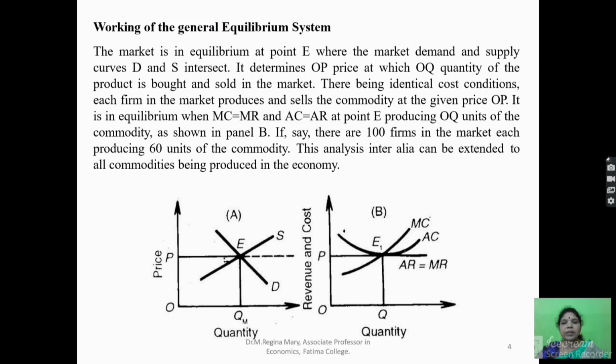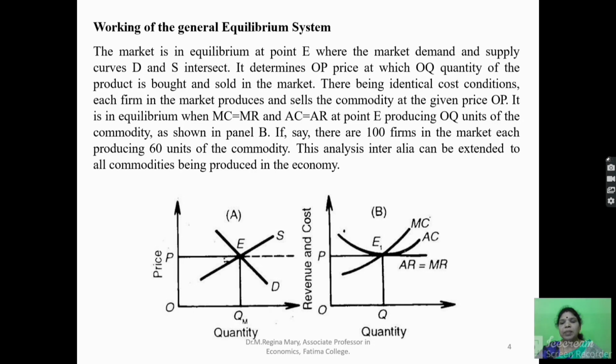This diagram explains the commodity market equilibrium. Diagram A represents market equilibrium. Demand curve D represents market demand. S represents market supply. Both intersect each other at point E. So E is the equilibrium position. OQM commodity is produced and sold at OP price level.